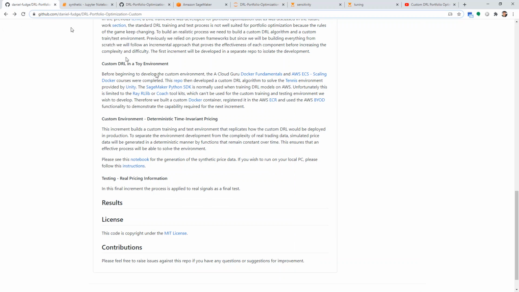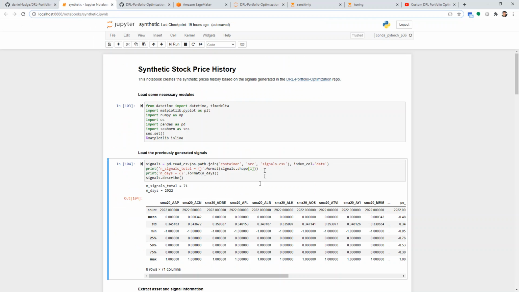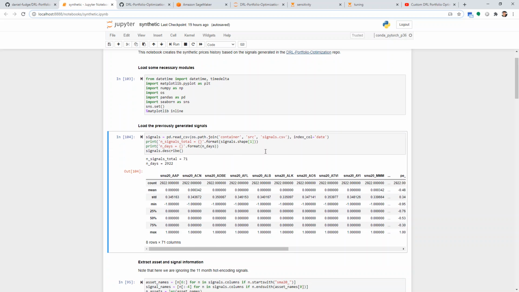So what we're going to do now is take that history and just reload it back in. Here we are, we're just loading the history that was generated previously, these signals, and you can see altogether there were 71 signals, and we've got nearly 3,000 days' worth of data for all these signals. And if you go across all of them, you can see there's a simple moving average, a 20-day simple moving average for each of the different stocks, right? There's 71 total. However, 11 of those were actually the one-hot encoding for the month of the year, so 11 months of the year. You don't need 12 because, of course, if none is selected, then it's the last month. So we have 60 that are specific to a stock.